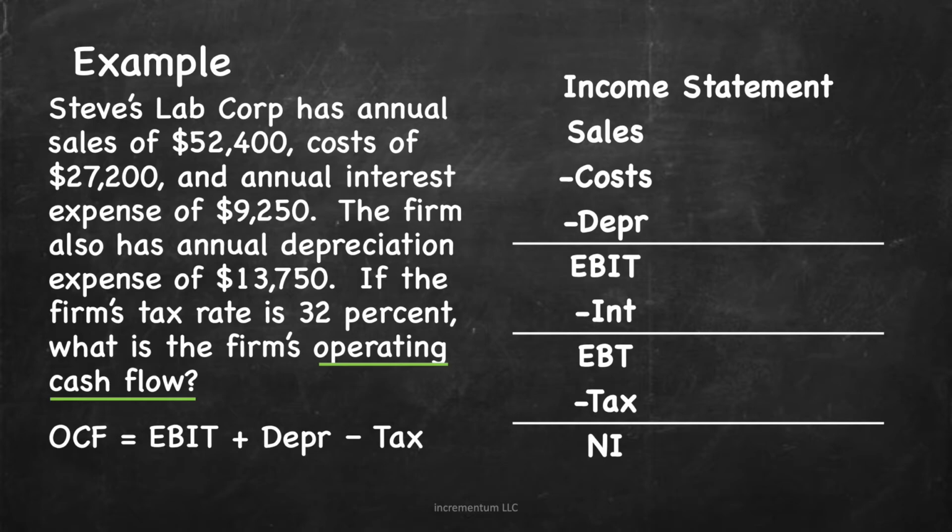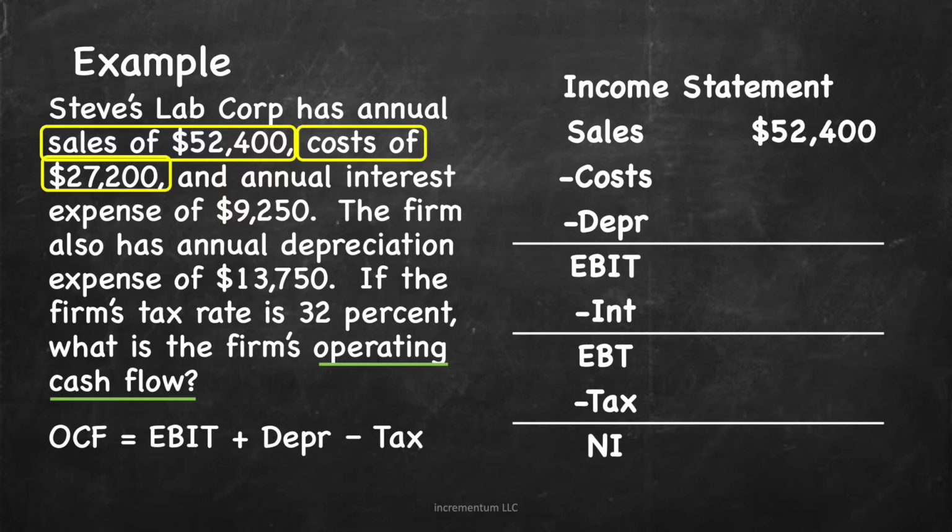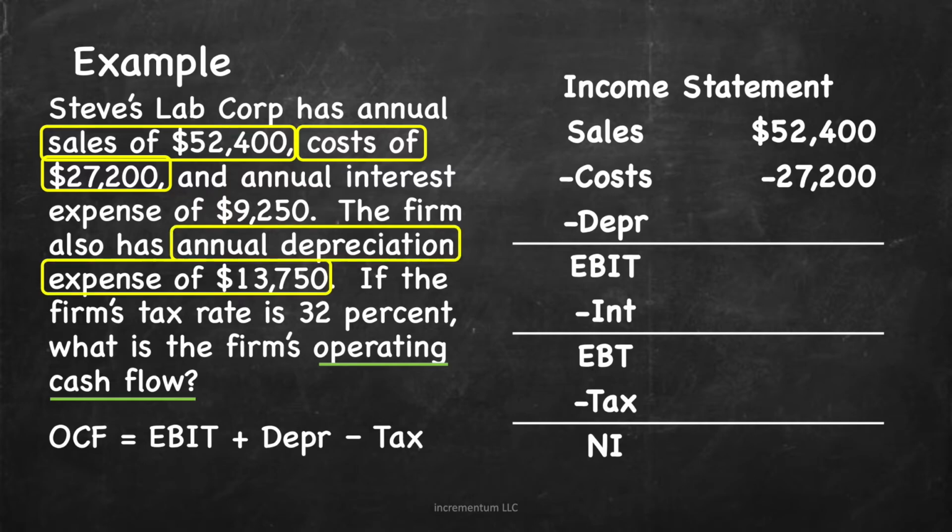So now that we have our template written out, we can go through the problem and fill things in one at a time. So we'll start by looking for sales. The problem tells us that our sales are $52,400, so we'll go ahead and plug that into our income statement. Now we'll look for costs. The problem tells us costs are $27,200, so we'll put that on our income statement. The next item on our income statement is depreciation. We're told that the firm has annual depreciation expense of $13,750, so we'll fill that in.